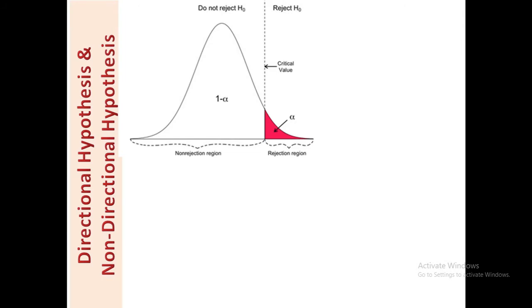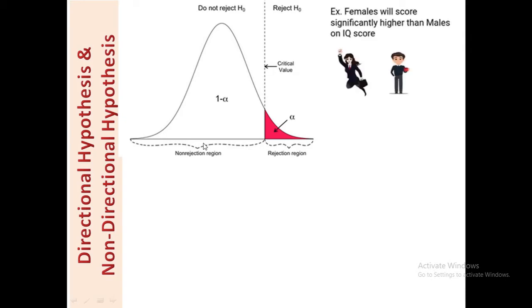In the directional hypothesis, the null hypothesis is rejected if the test score is too large for right-tailed and too small for left-tailed. Thus, the rejection region for such a test consists of one part, which is right from the center or left from the center. For example, females will score significantly higher than male on an IQ test.